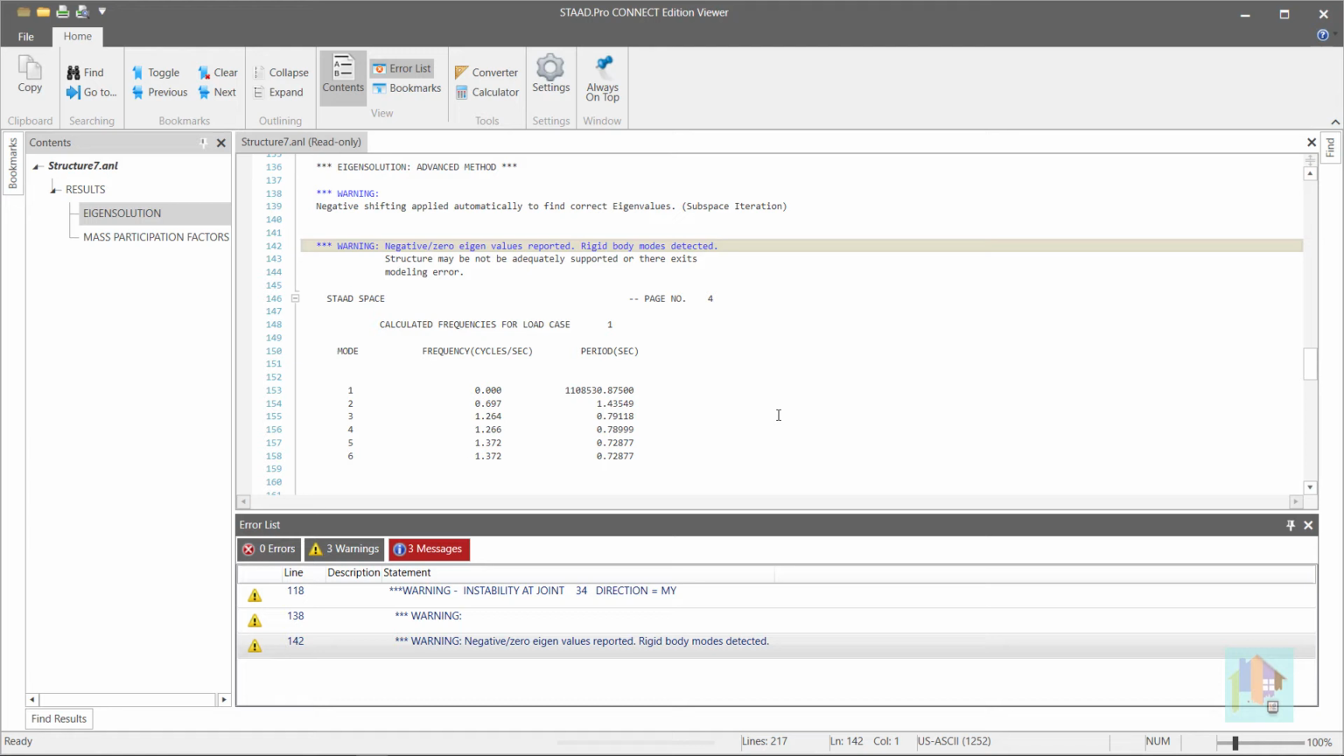Check the time period. For first mode, it is almost 13 days. That means if the structure is displaced due to lateral load, it will take 13 days to complete the cycle and return to its initial position. It's huge and not normal.